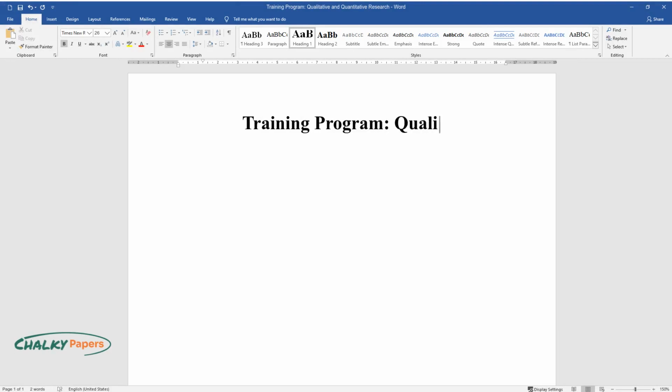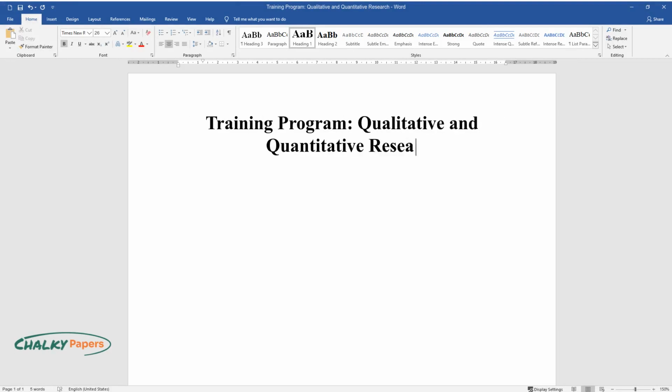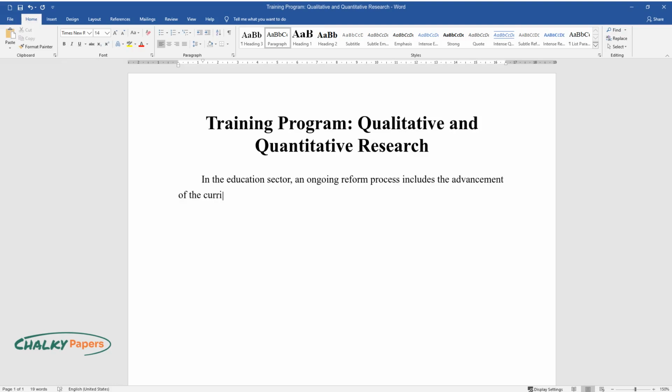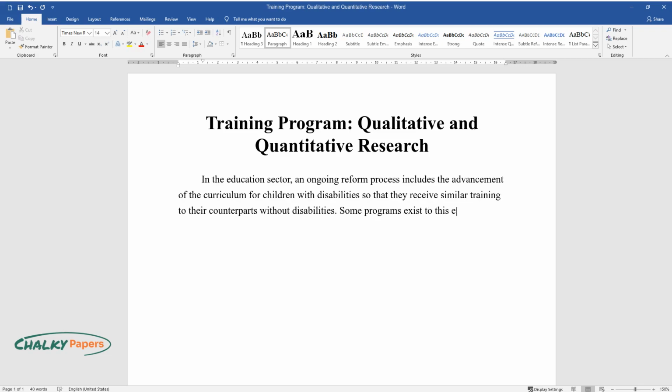Training Program, Qualitative and Quantitative Research. In the education sector, an ongoing reform process includes the advancement of the curriculum for children with disabilities so that they receive similar training to their counterparts without disabilities. Some programs exist to this effect.